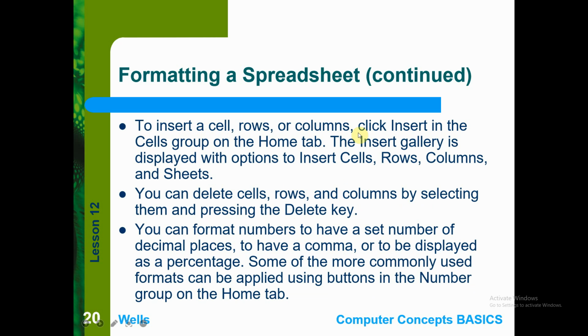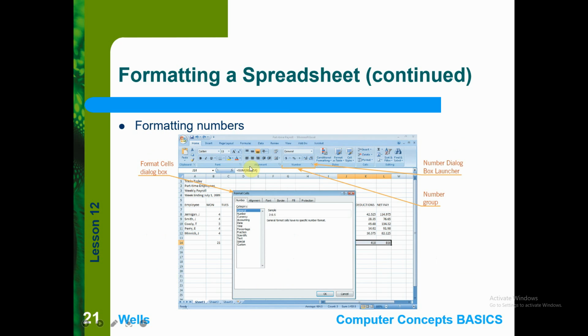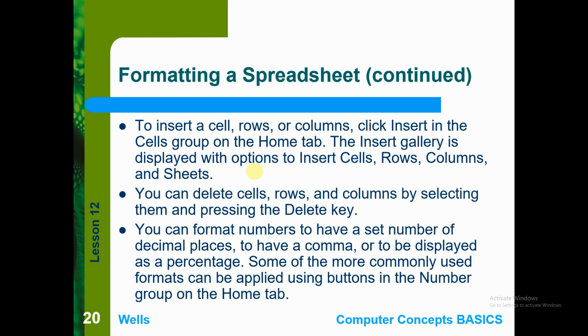So to insert rows, you can use Alt-IR. Alt-IR is the shortcut for inserting rows. For columns, it is Alt-IC, but you need to make sure the current active cell is selected, and it will add there, displaying options to insert cells, rows, columns, or sheets.